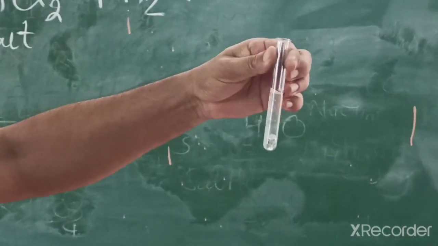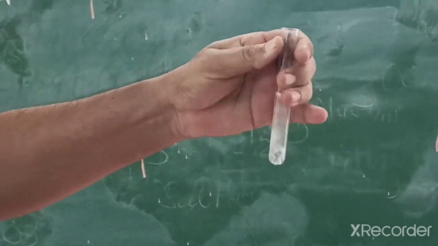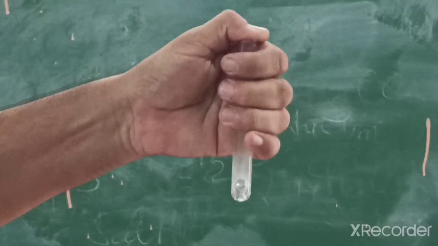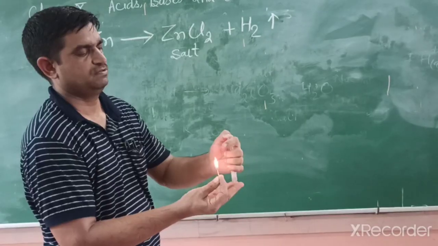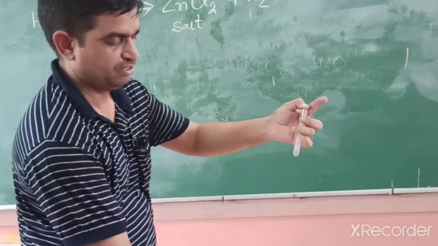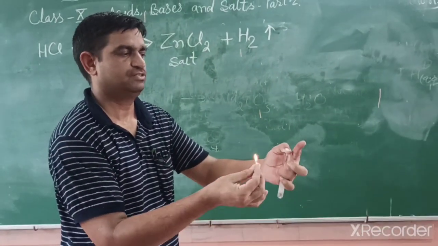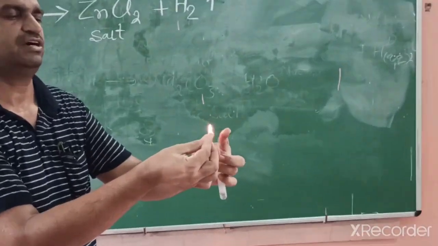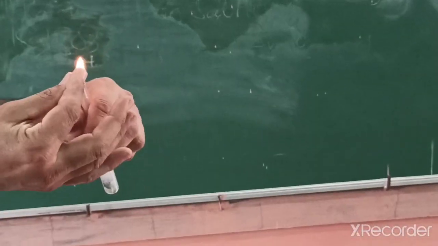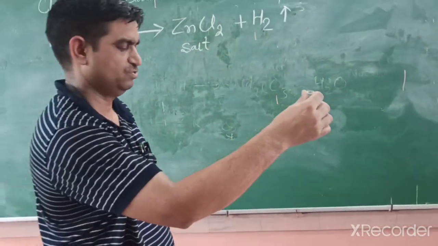How can we confirm this released gas is hydrogen? The reaction starts, and if we stop it, when we put sulfuric acid on zinc metal, gas is also released. This also burns with a pop sound. So this indicates the released gas is hydrogen gas.